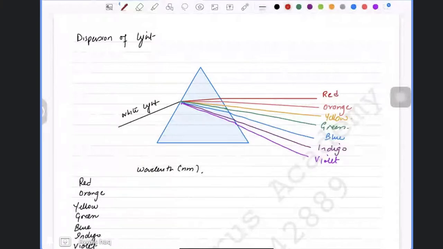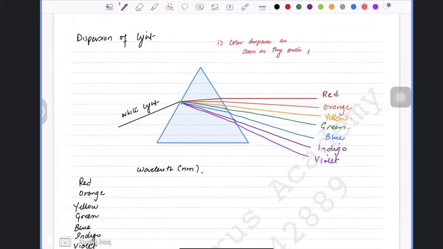When white light passes a prism, all colors spread. First two things that I would like to tell you. Number one, colors disperse as soon as they enter the prism. Now, a lot of people draw it like this. They make a prism, and they draw it like this, and then like this, and then they start dispersing. Well, that's not correct, because it would disperse from the very point it has entered. So you got to remember that.